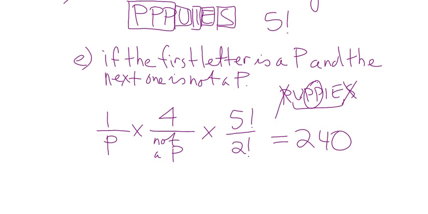240. Because 5 factorial, yeah, 60 times 4. So sometimes we have to deal with restrictions, right? And so you got to really think about it, right?